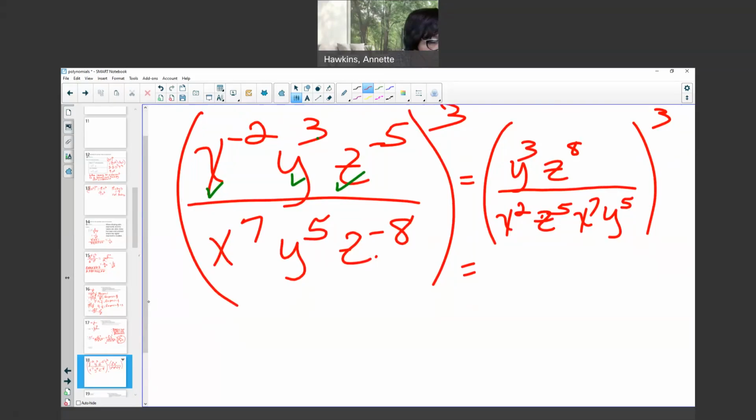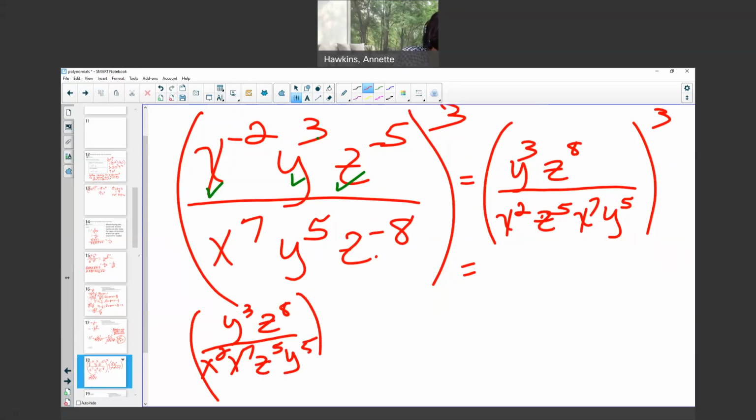All right, so in the numerator, I have y cubed, z to the 8th, x squared, x to the 7th, z to the 5th, y to the 5th. All right, let's clean this inside up. We have rewritten the negative exponents. Now we want to use our multiplication rule, which is here.